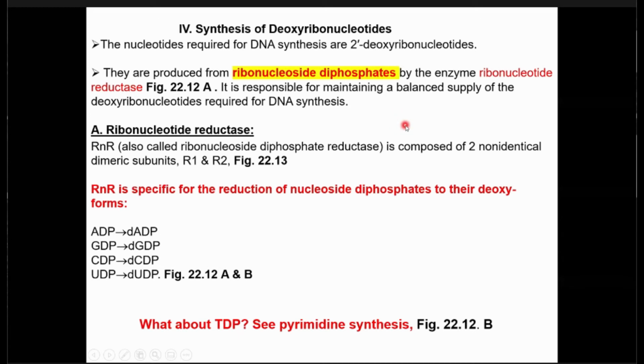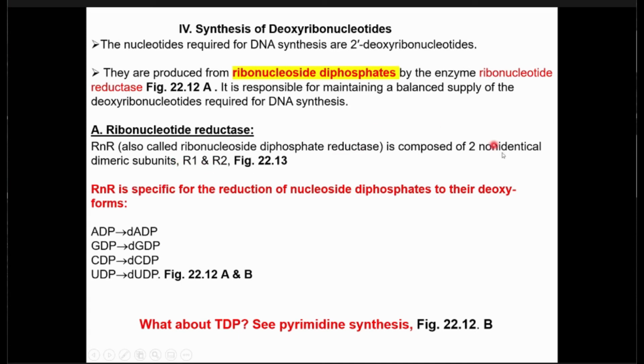So in your exam, a question might ask which of the following enzymes is required to make deoxyribonucleotide, and we give you many enzymes. The only thing you should know is that there is an enzyme called ribonucleotide reductase that makes the deoxyribonucleotide. This is the only information on this. Now, this enzyme is composed of 2 non-identical subunits, R1 and R2. This is all you need to know.